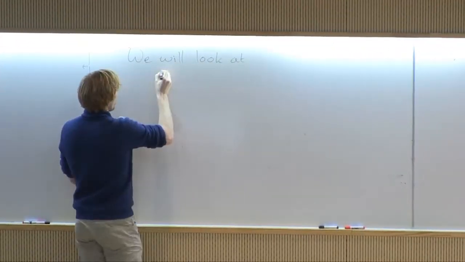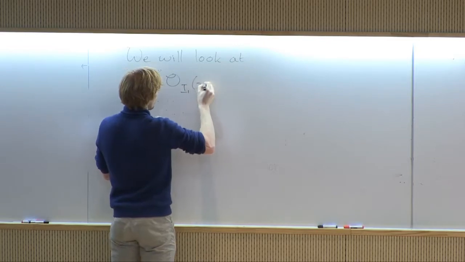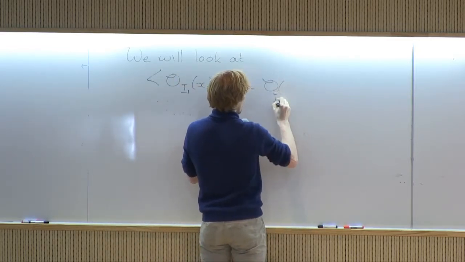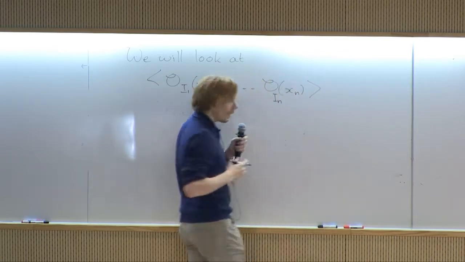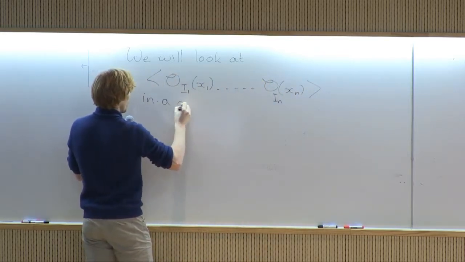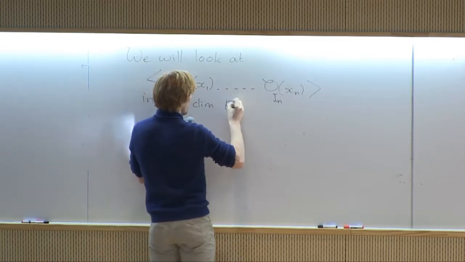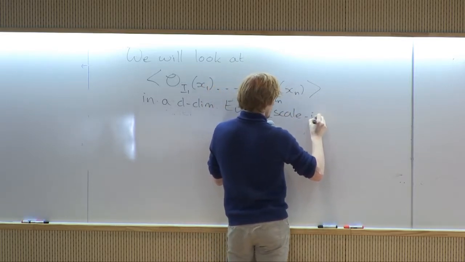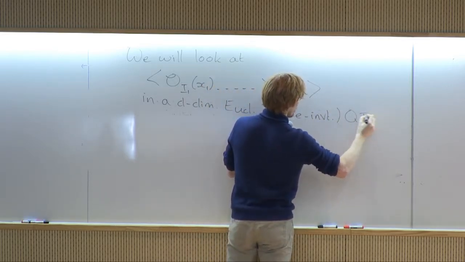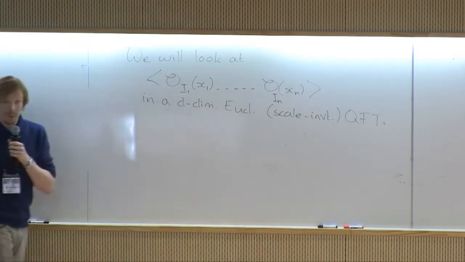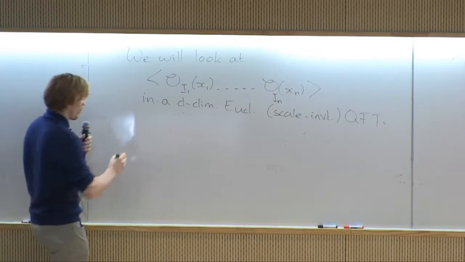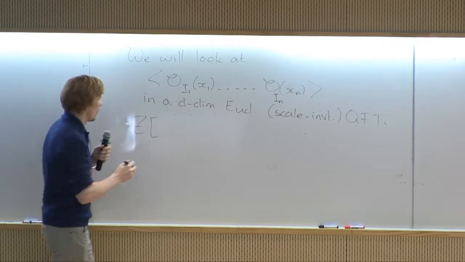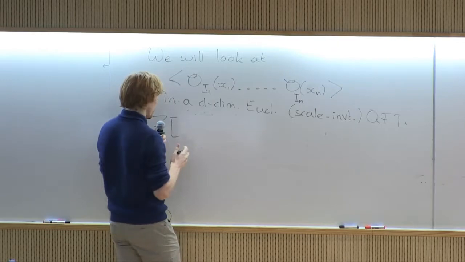Correlation functions of local operators in d dimensions, Euclidean scale invariant quantum field theory. So let's for the moment assume that we have some kind of path integral prescription, although it's not really necessary to go into to assume this, but let's do it because it's very convenient.